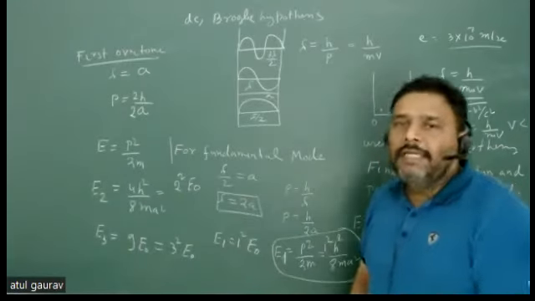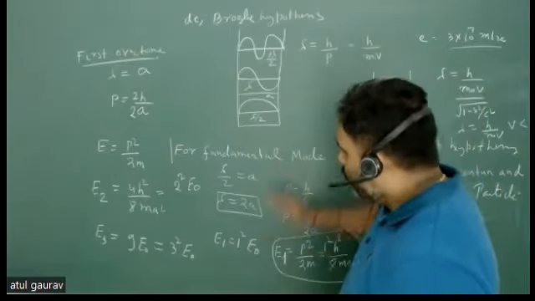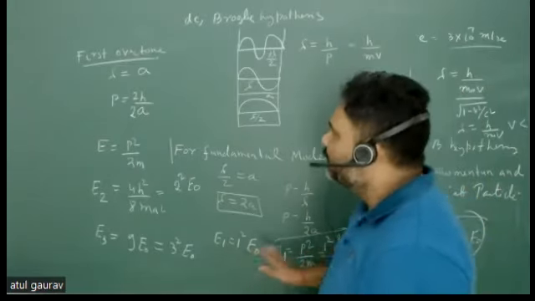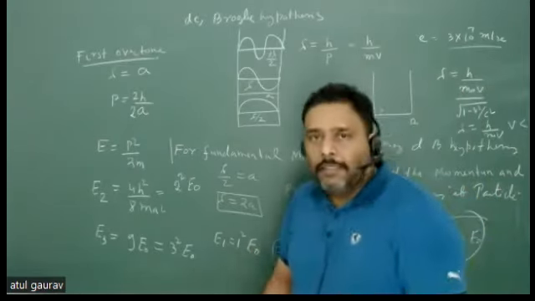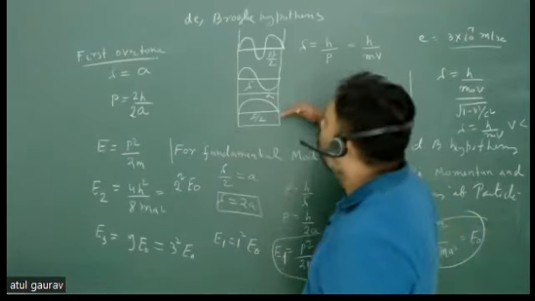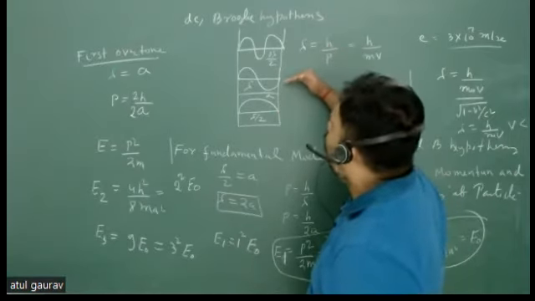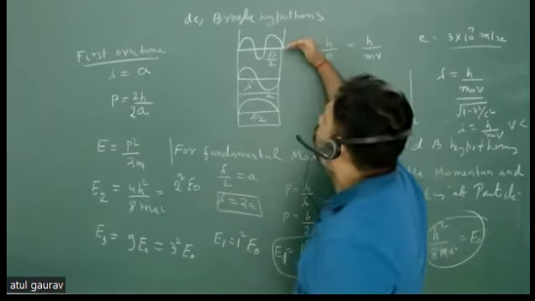So what is happening here? You can see now your momentum as well as energy is not continuous, it is quantized. Basically either you have E naught energy, or you have 4 E naught energy, or you have 9 E naught energy.